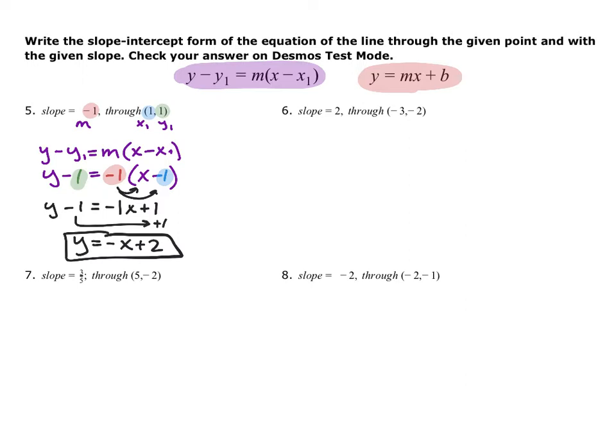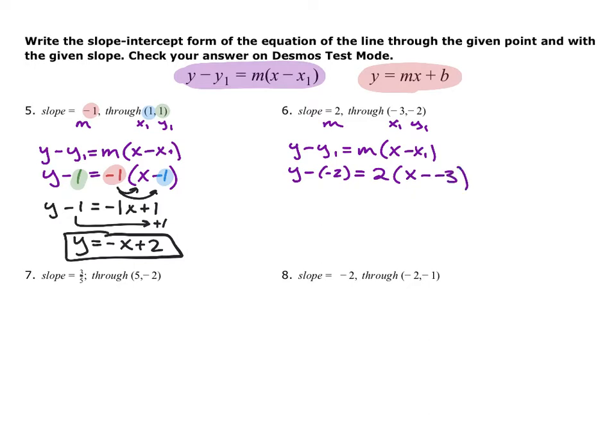Let's do that again for number 6. You'll have 7 and 8 to do on your own. So remember, we want to take the slope and a coordinate point. And since we have a point and a slope, we use point-slope form to create my equation. Y minus y1 equal to m times x minus x1.